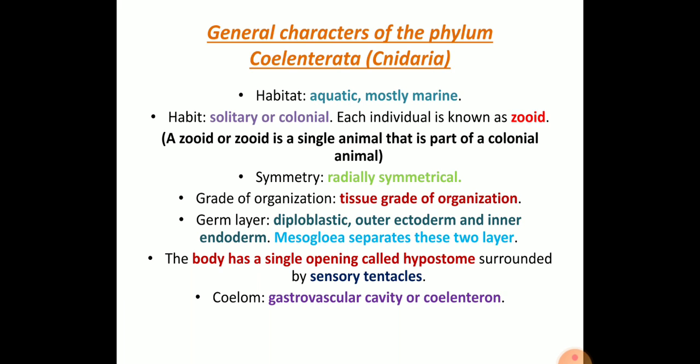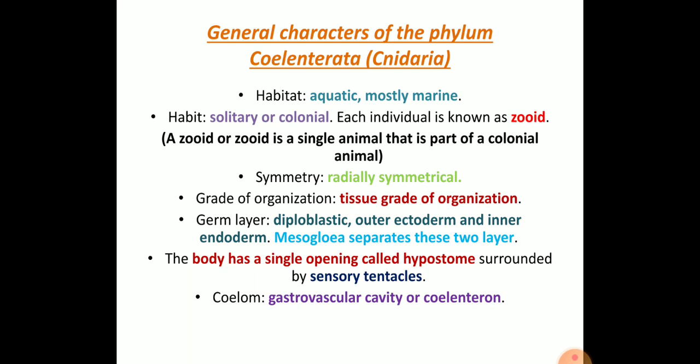Solitary forms are sometimes attached, that is sessile, and they may also be attached to the substratum, and so are colonial. Each individual is known as a zooid. What do we mean by zooid? A zooid is a single animal that is a part of a colonial animal. For example, if one part of a branch gets separated, it is called a zooid.